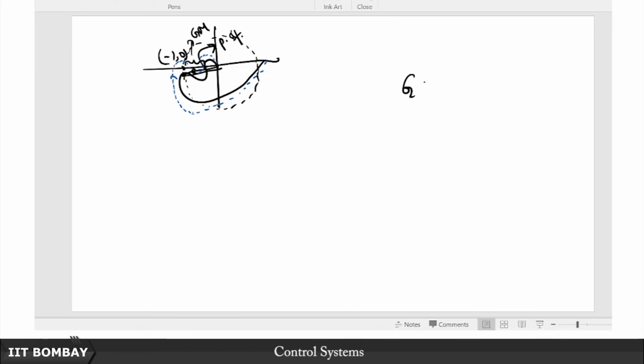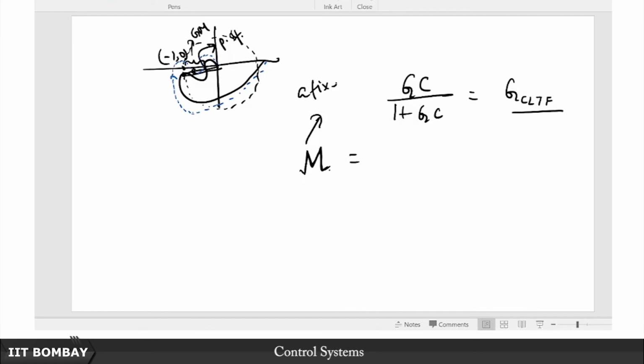So suppose you have Gc upon 1 plus Gc is equal to your closed loop transfer function, right. Now suppose you want this closed loop transfer function's gain to be m. Suppose you want this to be m. So then m is equal to, and you fix up, so this is a number, a fixed number.